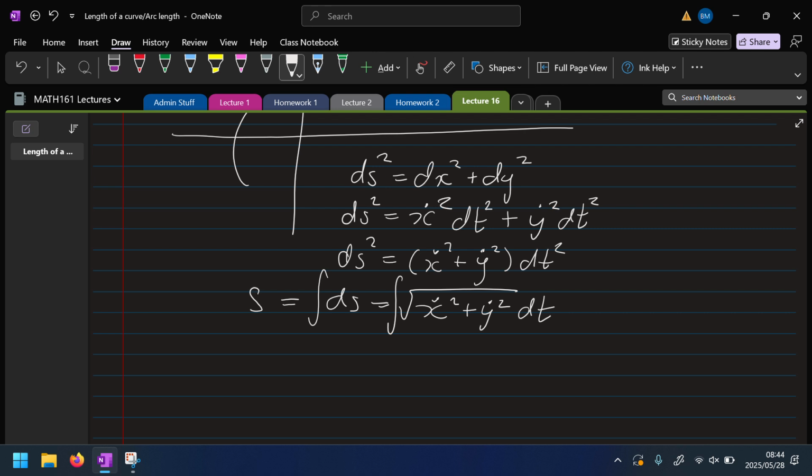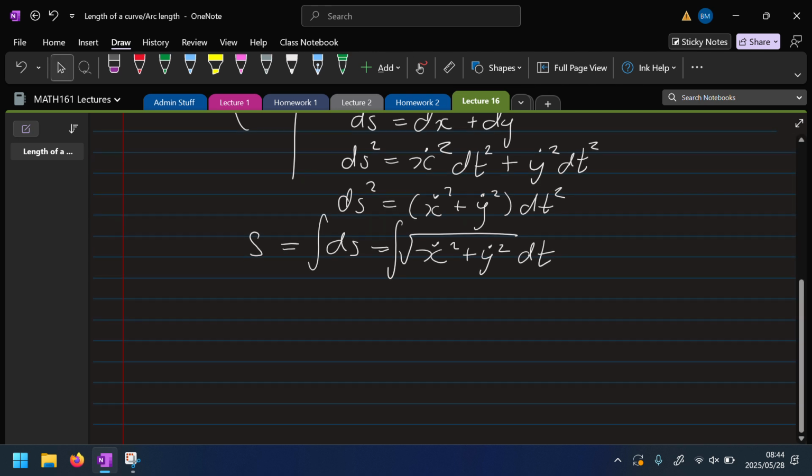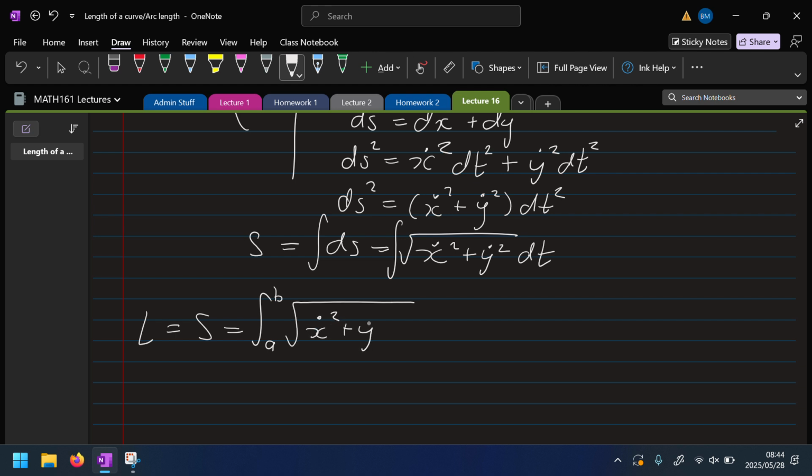Now you might also see this as L. The length of the curve, you either call it S or you call it L. That doesn't really matter, but in the textbook, it's S. So L for the length of the curve, or S, this is the integral from a to b of the square root of x dot squared plus y dot squared dt. A and b, those are the parameters, right? So for the t parameter, we start at a and we end at b, so a is less than or equal to t, less than or equal to b.